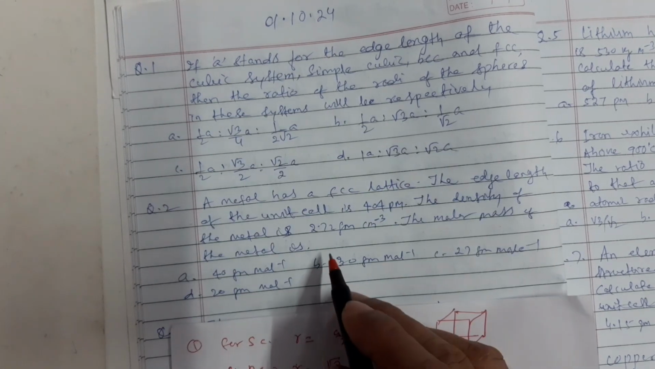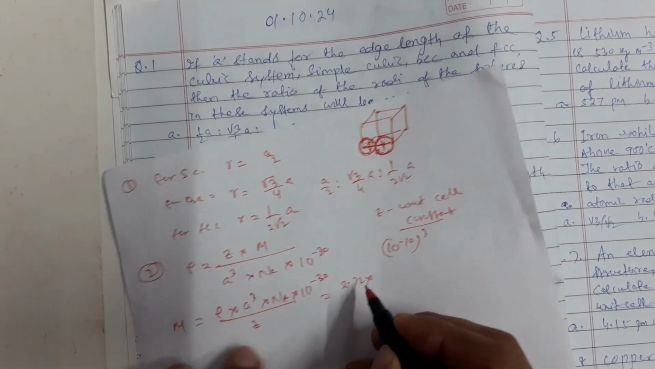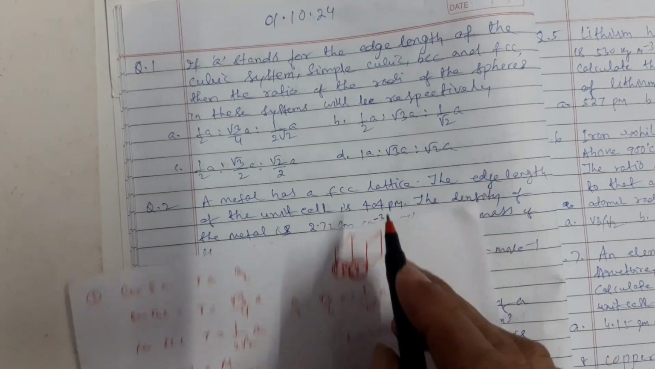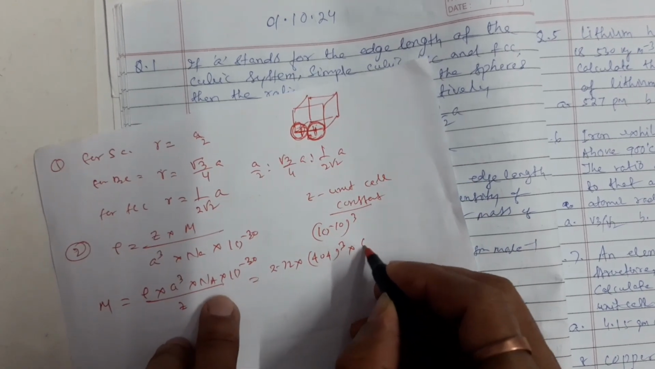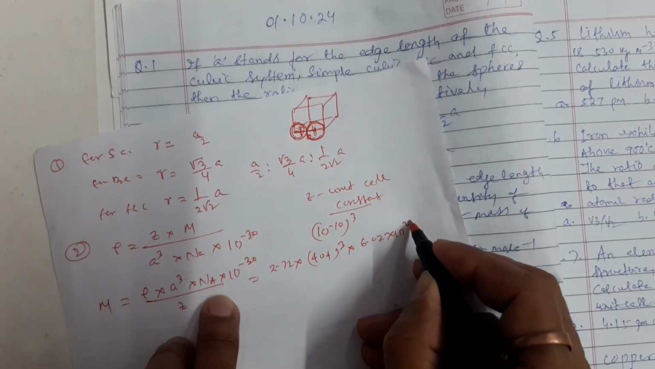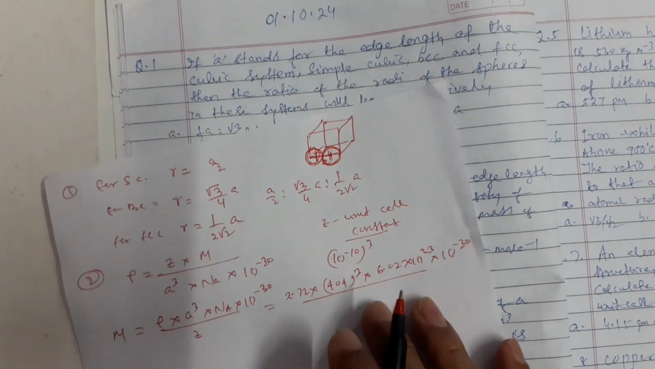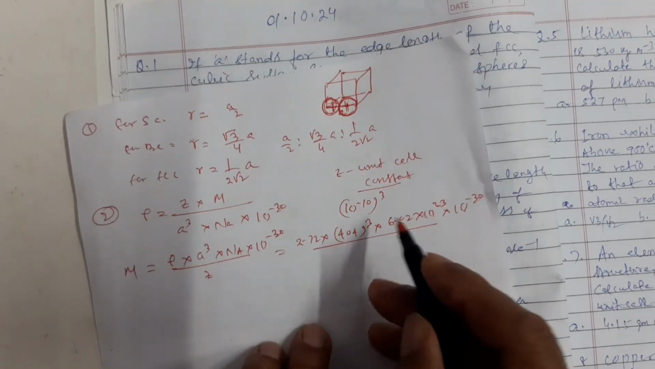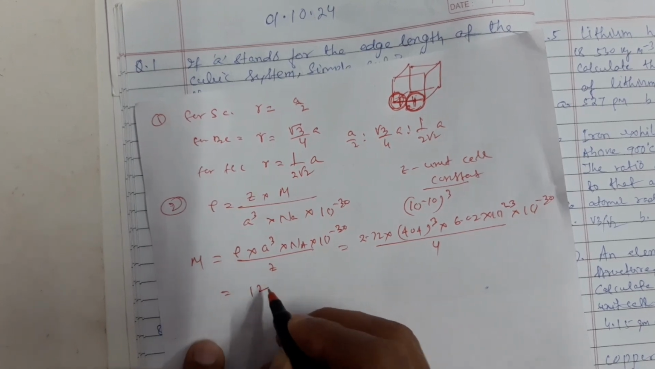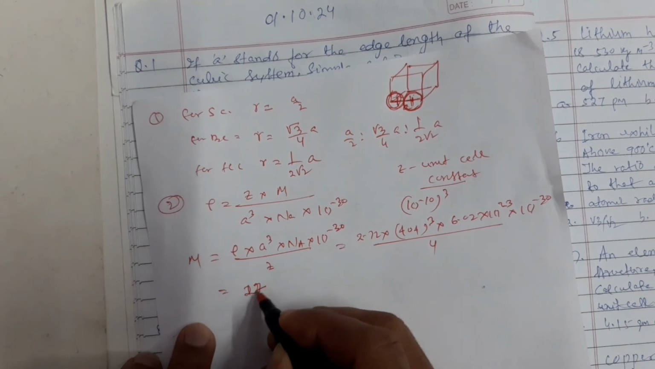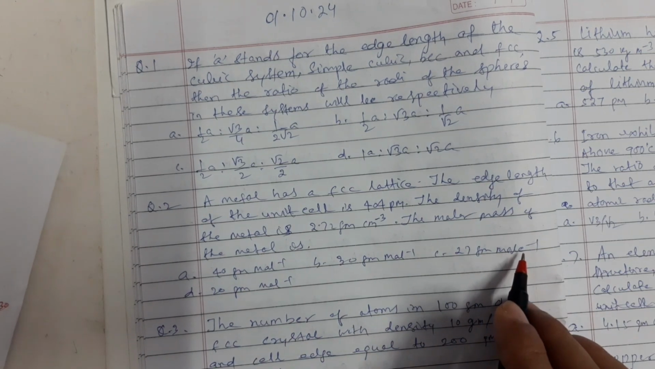Now you put all these things. Rho, the density, is given as 2.72, multiplied by a cube, the edge length 404 cubed, multiplied by Na 6.02 multiplied by 10 to the power 23, multiplied by 10 to the power minus 30, divided by Z. For FCC, Z is equal to 4. So if you solve this, you will get 27. So the answer is 27 gram per mole.